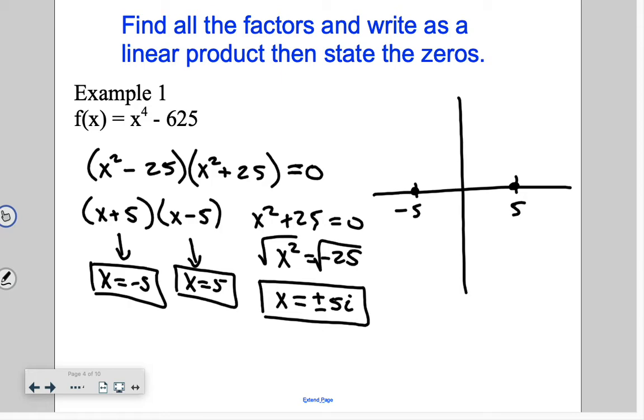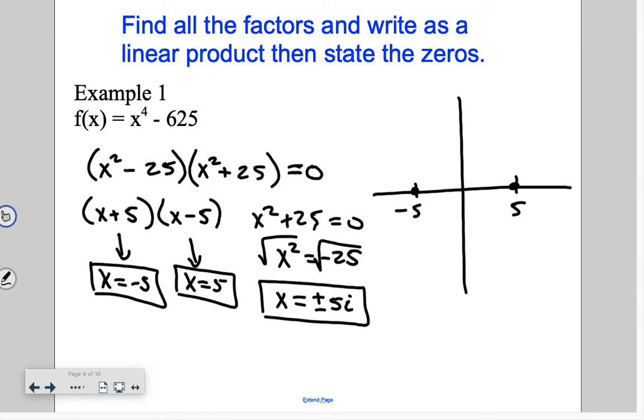I put the real zeros on the x-axis. Where do the imaginary zeros go? It's kind of a trick question. They don't go anywhere. The only zeros you ever see on a graph are real ones. You don't put the imaginary zeros anywhere.